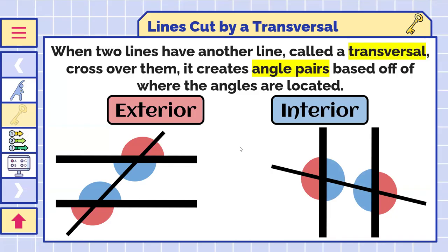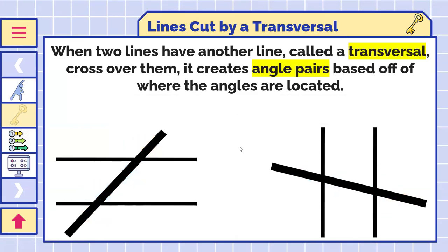I will warn, this is a lesson where you might want to get a lot of colors out. We're going to do a lot of color coding. You can also use symbols, like you can call this one X, X, this one like Y, Y. So that would work too in your notes. So that's the first main way, exterior versus interior.